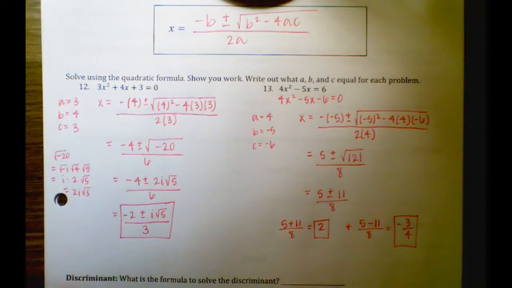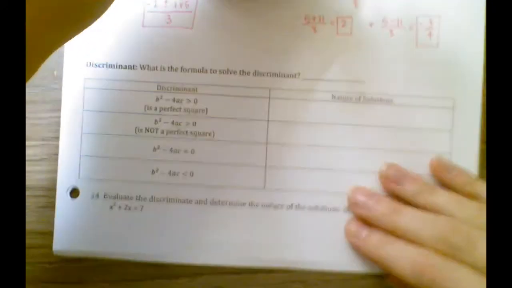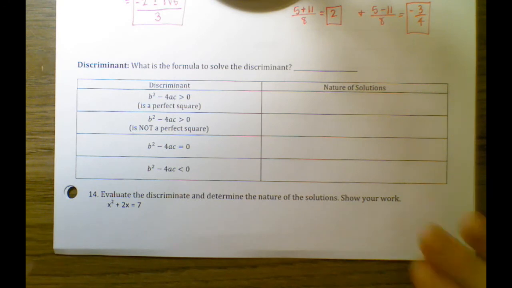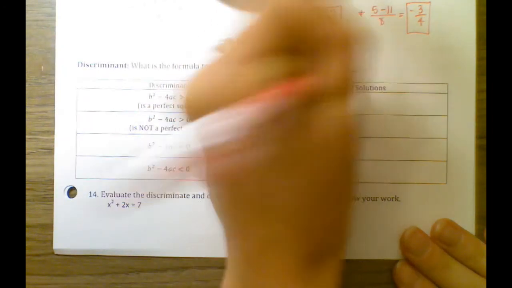Okay? So if you can, simplify it all the way. If you can't, if you have a radical, just leave it in radical form. Alrighty. The discriminant. What is the formula to solve the discriminant? Go back in your notes and see if you can find that. This is a good study habit to ask yourself these questions when studying for a math test, okay? So hopefully you found it. But the discriminant, remember, is just the part that's under the radical in the quadratic formula. So it's just b squared minus 4ac.